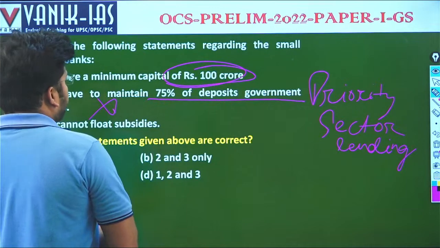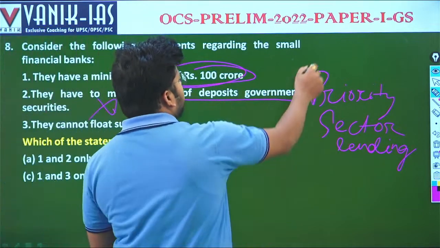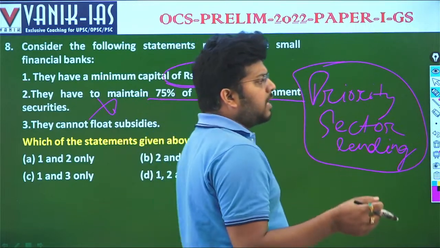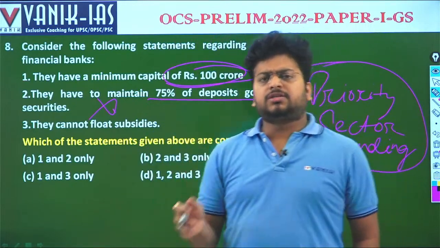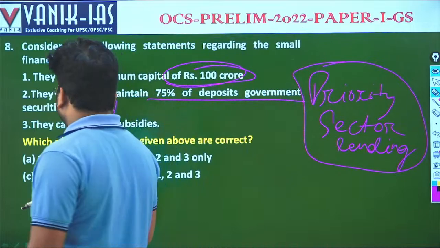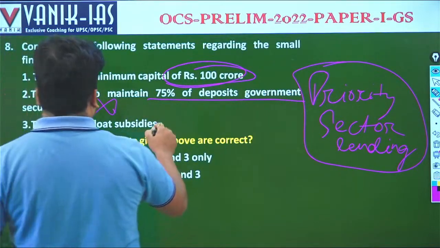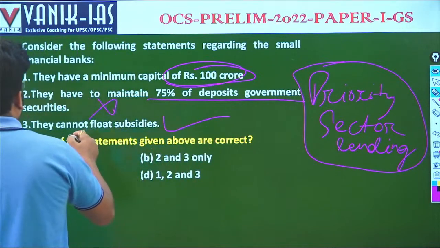So it is not government security, it is priority sector lending. Priority sector lending means there is a list, like MSME, as I have said, renewable energy, education, agriculture, all these things, right. So they cannot float subsidies. So 1 and 3 options are right.